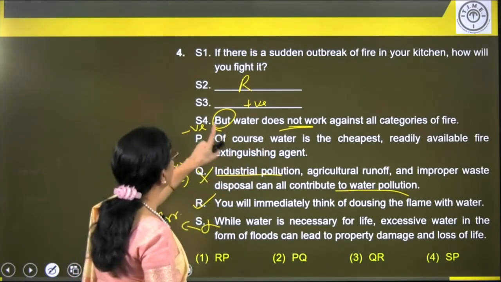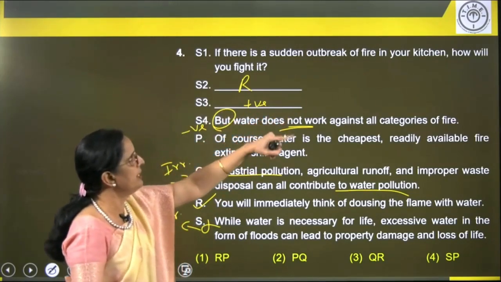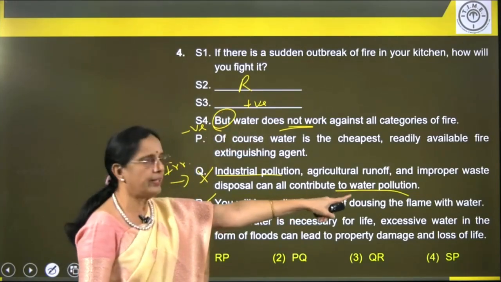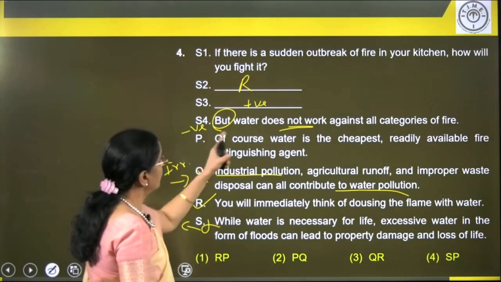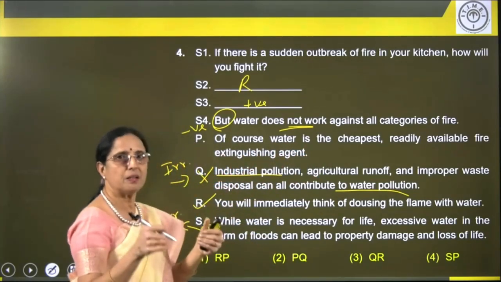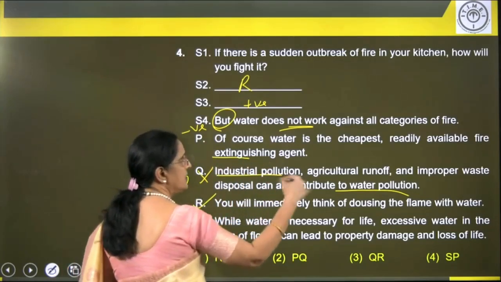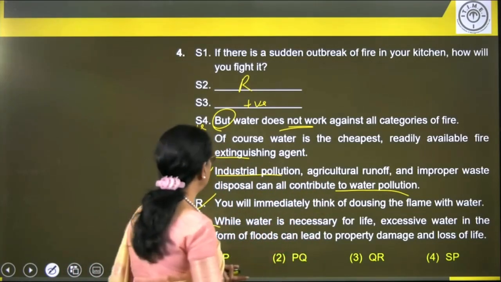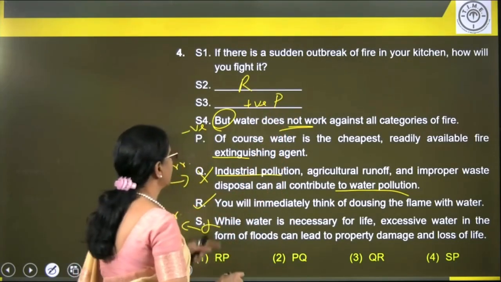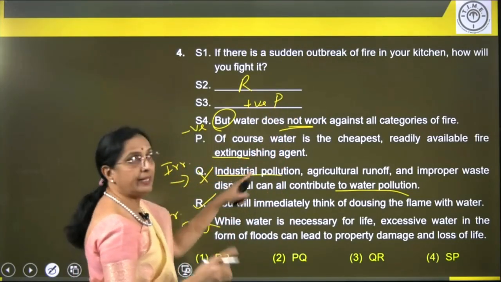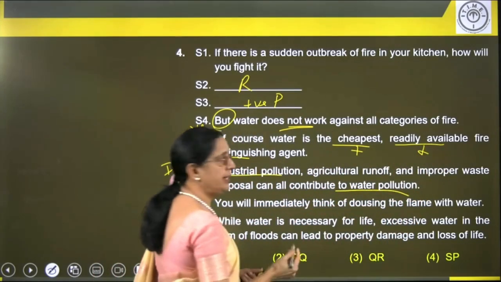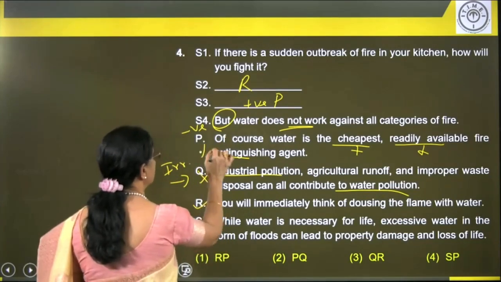Now let's see. If there is a sudden outbreak of fire in your kitchen, how will you fight it? You will immediately think of dousing the flame with water. Of course, water is the cheapest readily available fire extinguishing agent. Perfect. Alright. Cheapest and readily available. You find water everywhere. So, you can do that. So, what should we write here? P. And tell me P is positive or negative? Positive. Cheapest, positive. Readily available, positive. Fire extinguishing agent, positive. This is positive.